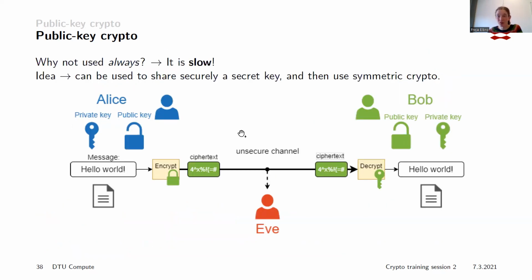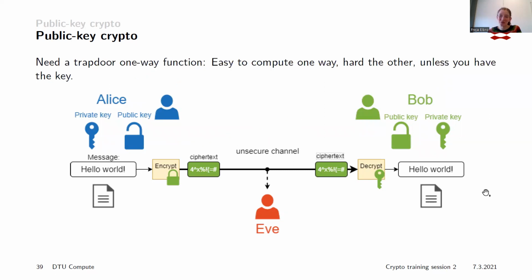Why is this not the only type of encryption that we use? Why do I keep saying that we still use AES? Well, the main drawback of public key crypto is that it's a lot slower than AES. So what we do in practice is use public key encryption to share the secret key securely, and then use the secret key for symmetric encryption.